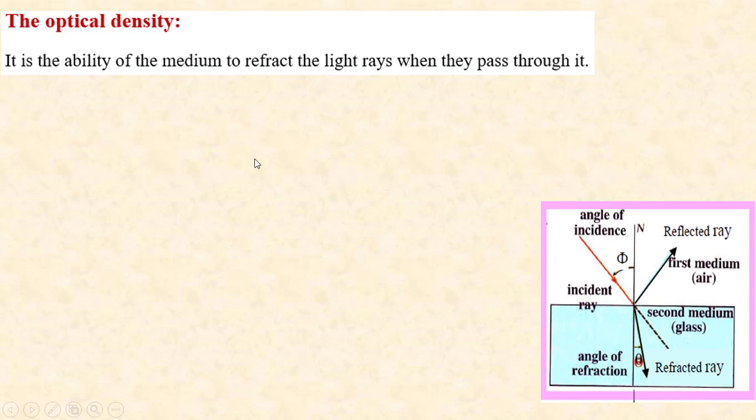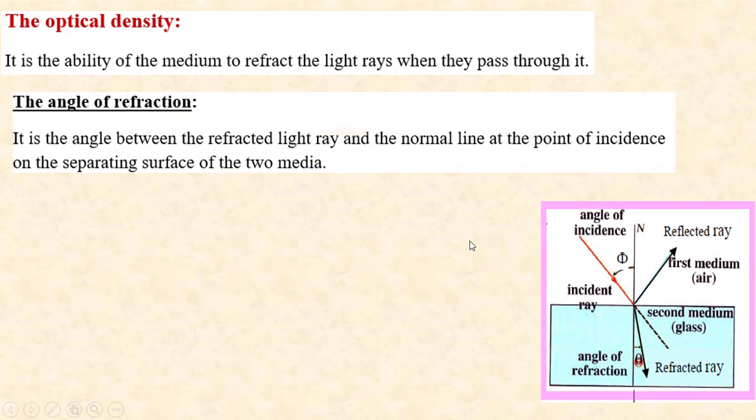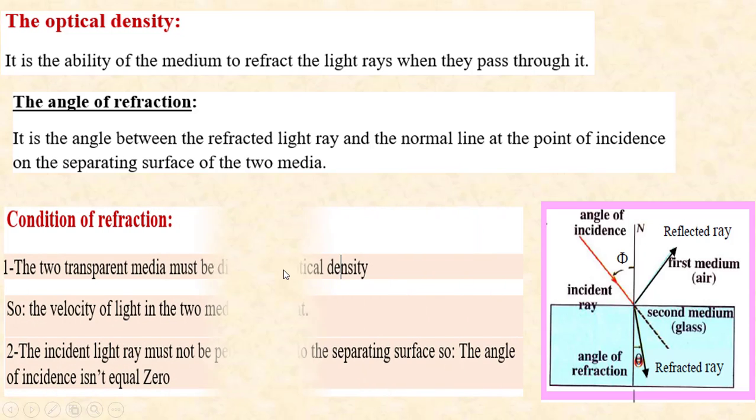Okay. Then I'd like to know what is meant by the angle of refraction. As with light reflection, the angle of incidence is the angle between the incident light ray and the normal line. So the angle of refraction, this angle theta, is the angle between the refracted light ray and the normal line from the point of incidence on the separating surface between two media.